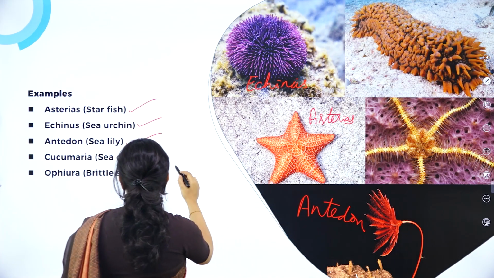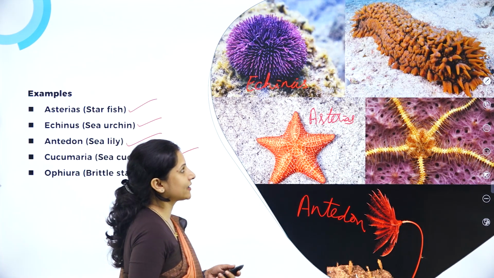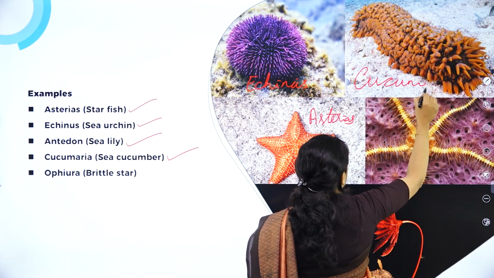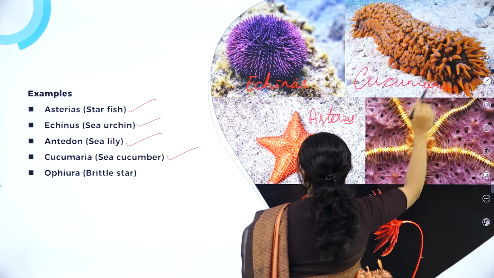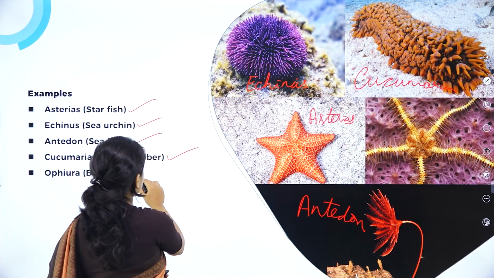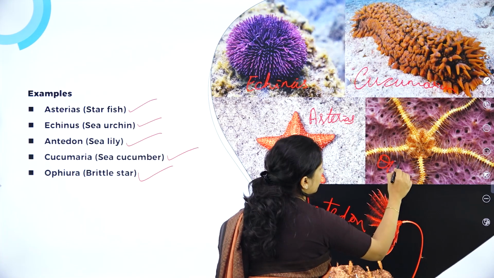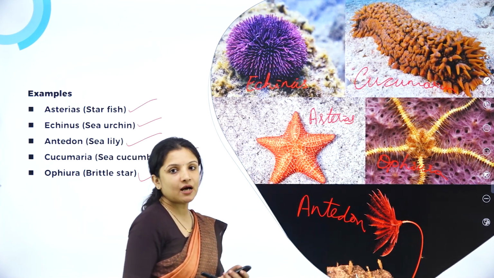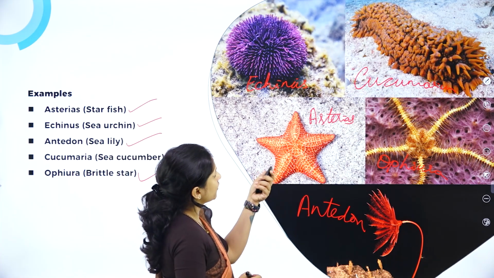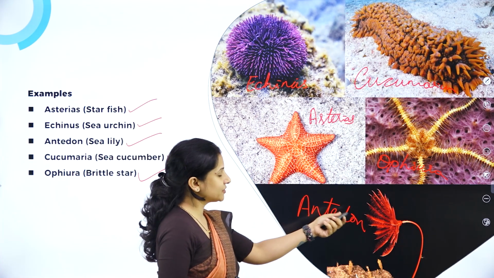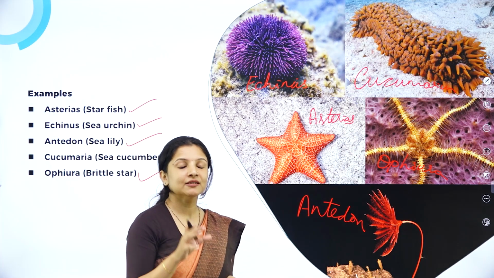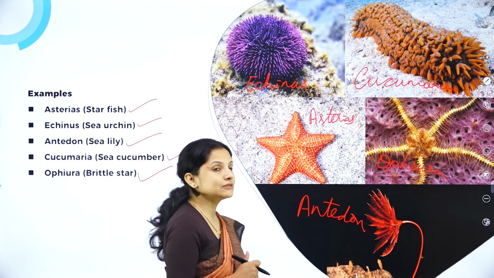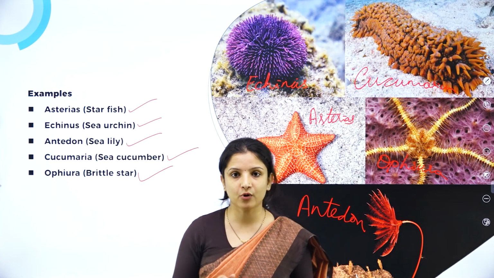Then one more example, cucumeria. It looks exactly like cucumber, sea cucumber. So this is cucumeria. And last one more example, there is brittle star, which is called ophiura. So this is ophiura, which is called brittle star. So these are some of the examples of echinoderms. And if you can see, all these organisms have hard calcareous spines on their body, which are nothing but ossicles, called as ossicles. So hence they are called as spiny body.